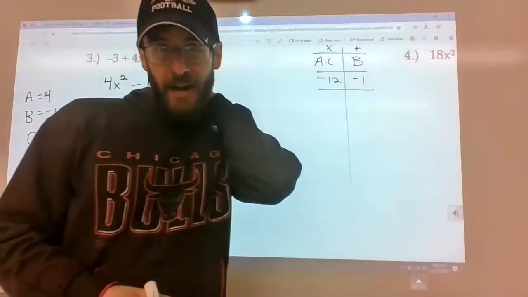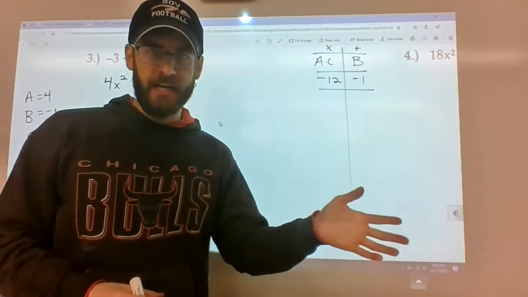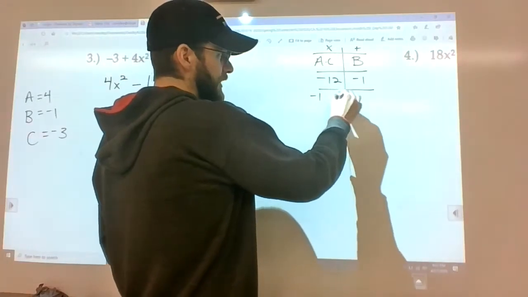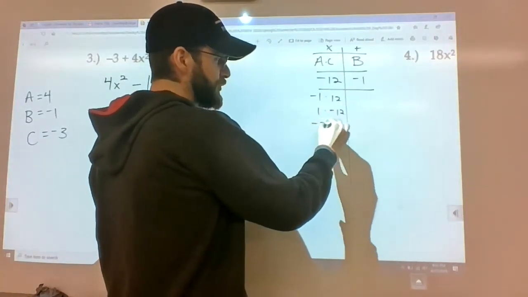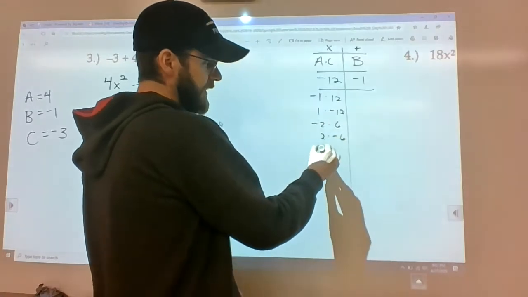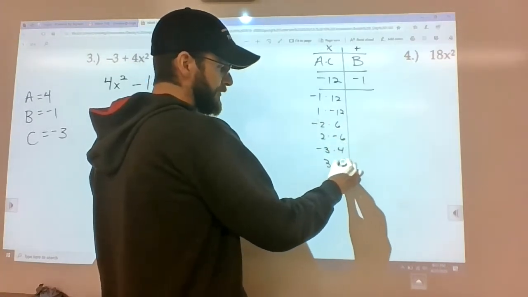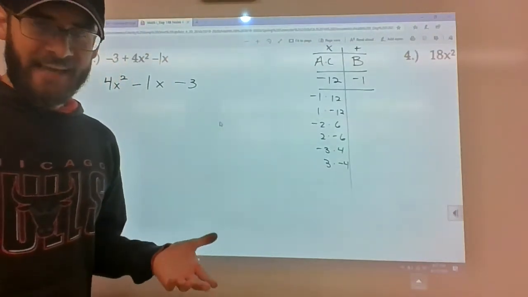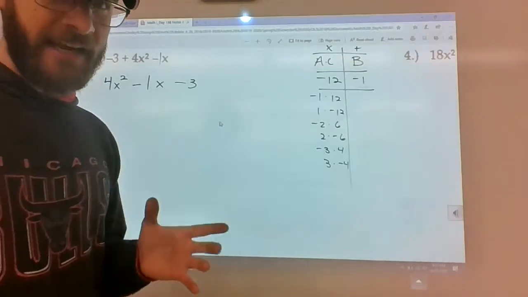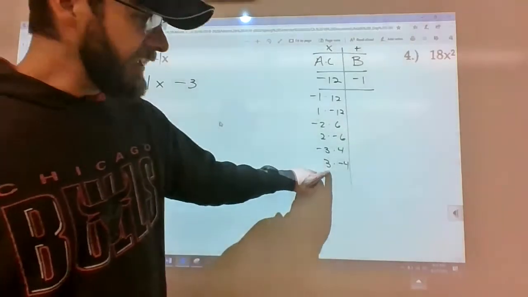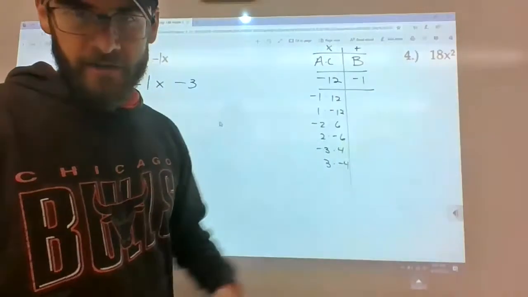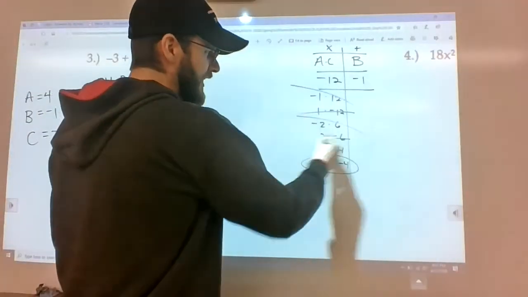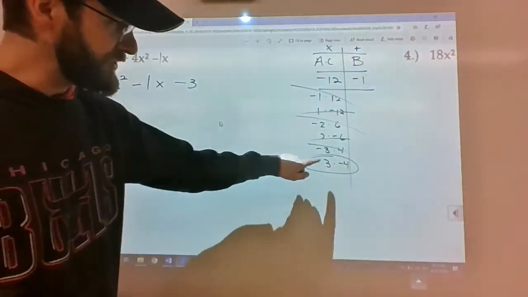Now again, we can write out all the factors we want for negative 12. It won't take us long. There's not too many of them. Negative 1 times 12, 1 times negative 12, negative 2 times 6, 2 times negative 6, negative 3 times 4, 3 times negative 4. And again, only one of those sets actually makes sense because only one of the sets adds up to negative 1. 3 plus negative 4 is negative 1. It's this one. So that one, that one, that one, that one, and that one don't work. This is the only one.